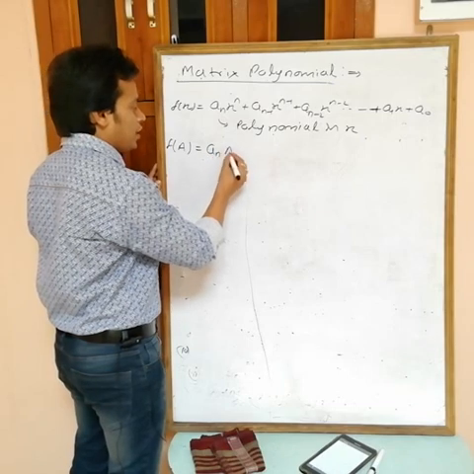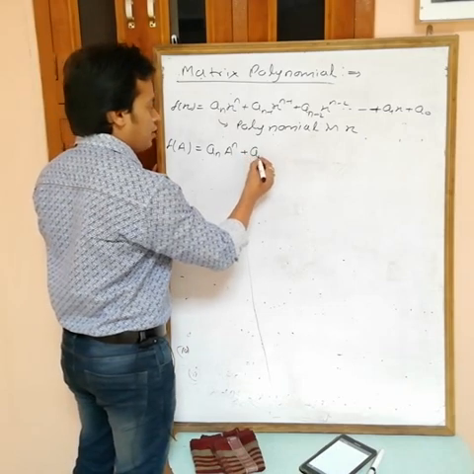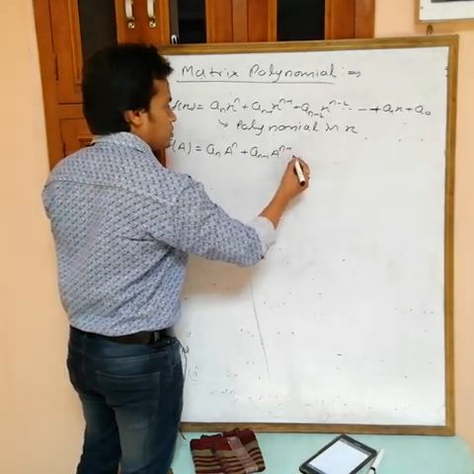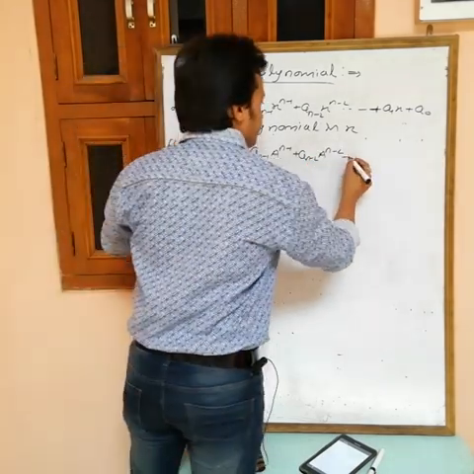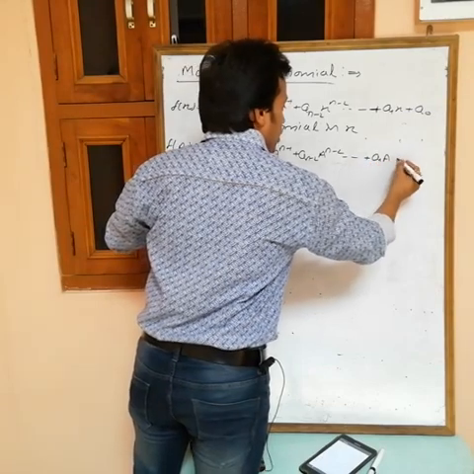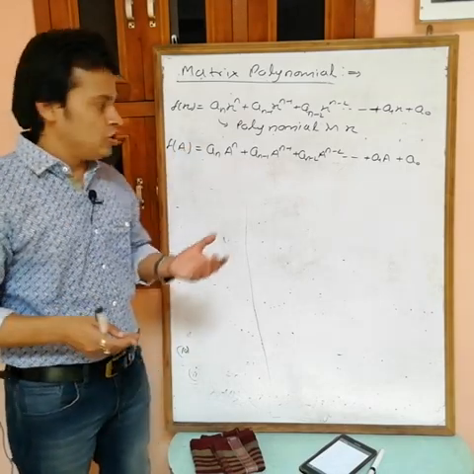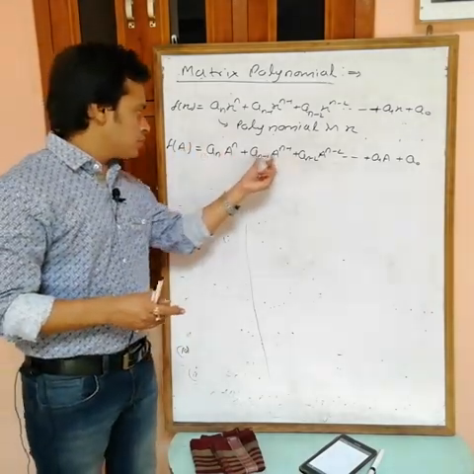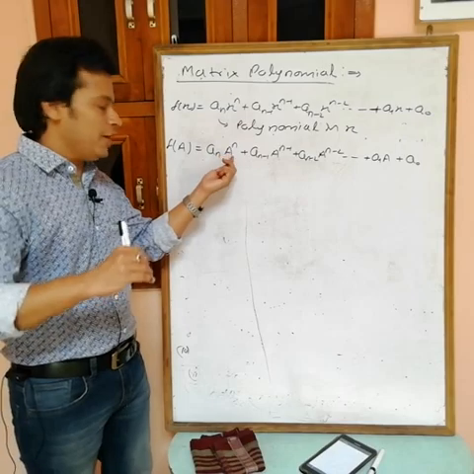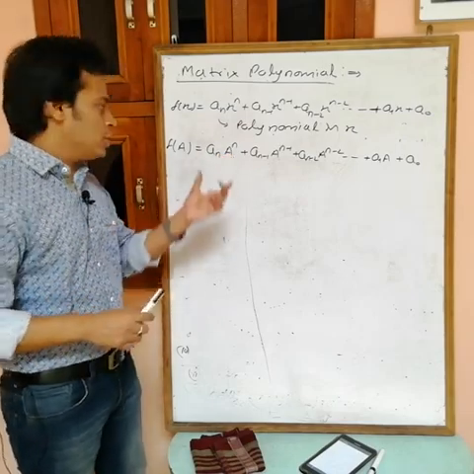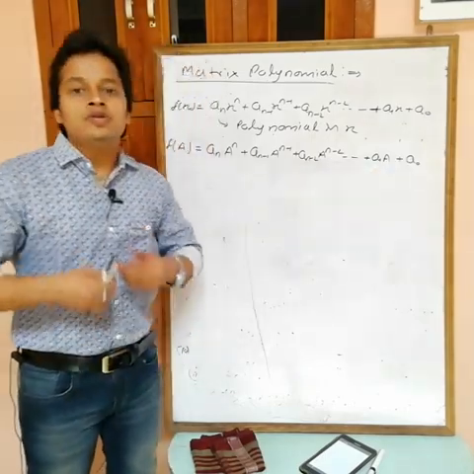Then what we are getting? a_n A^n, where A is a square matrix, a_(n-1) A^(n-1), a_(n-2) A^(n-2), and at the end a1 A, plus a0. Actually this is the matrix polynomial. So all these terms are matrices. Here a_n is a constant, but if you multiply any matrix with a constant, then you will get a matrix again. So every term represents a matrix. But see, a0 is only a constant.